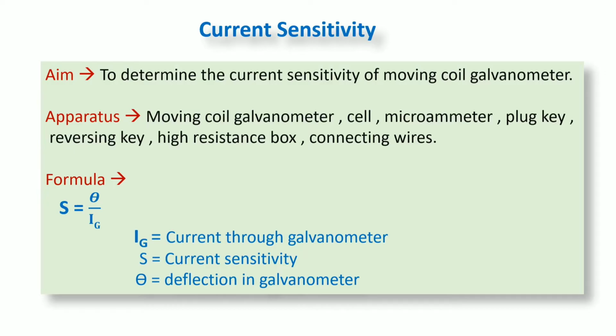So what is sensitivity? The deflection produced due to flow of unit current in the coil of the galvanometer is called the current sensitivity of that galvanometer. Clear? This is what we have to find out by using this experiment.